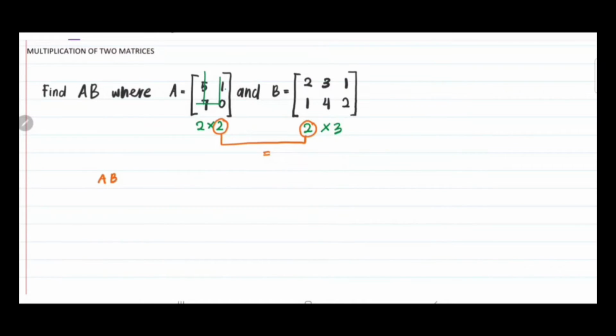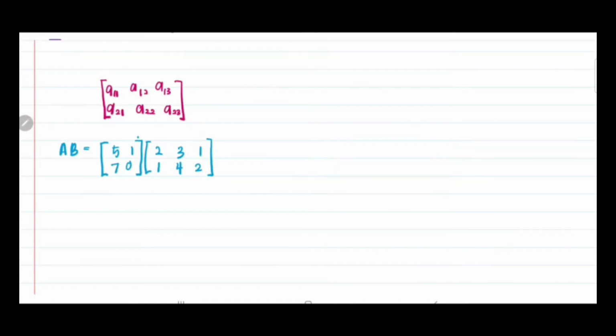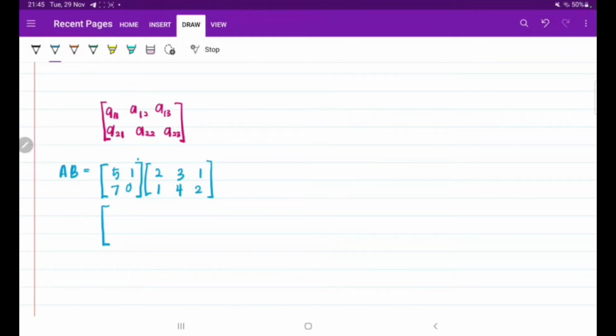To know the order of the product matrix, we must see the rows of matrix A and the columns of matrix B. And we know that the order for matrix AB is 2 by 3. So next, for our working in multiplication, to find A11, we must multiply the first row of matrix A with the first column of matrix B.